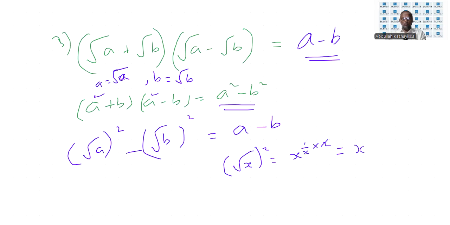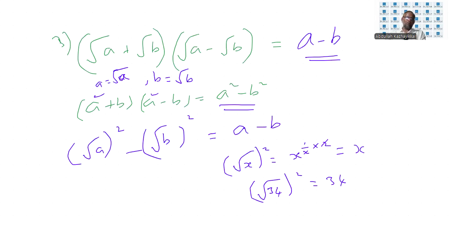Root of 34 whole square means 34. 34 into 34. Root 34 into 34, that is 34. In short, root of A whole square is equal to A. Root of B whole square is equal to B. So A minus B. So please remember this identity. Now, fourth identity.